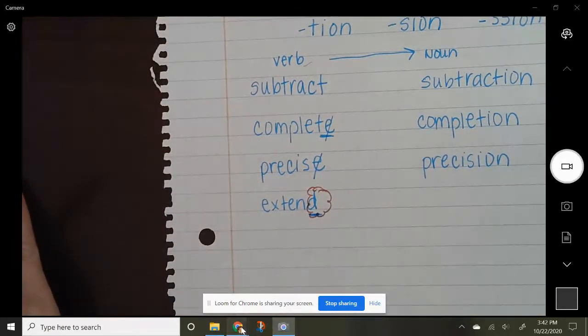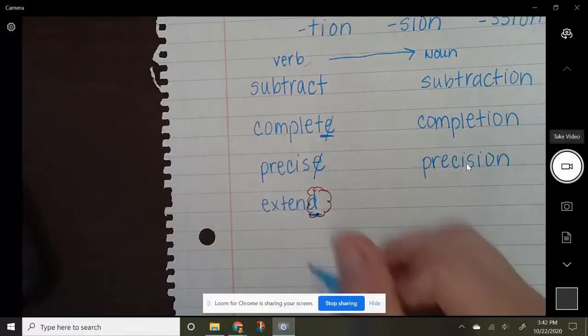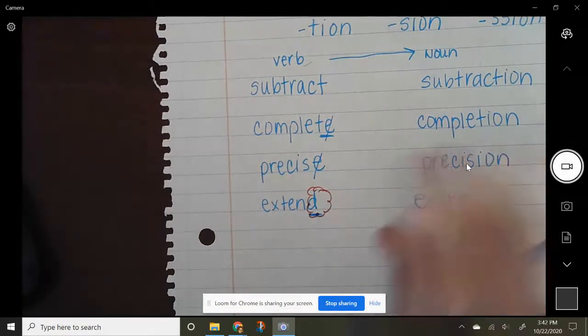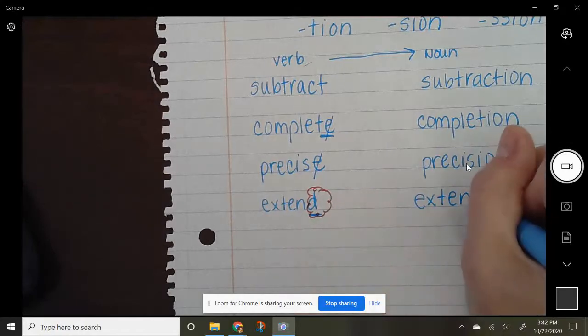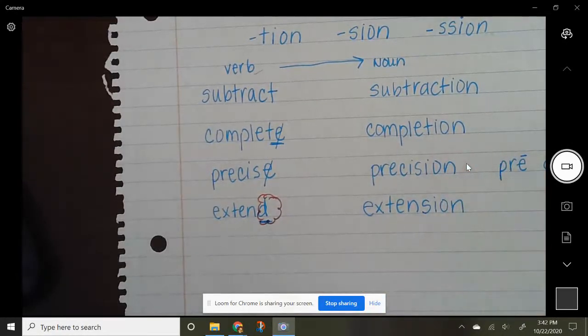Go back to your slide. If the base word ends in a D or a DE, change the D or DE to an S and add ion. All right, change the D to an S and add ion. So EXTEN, change the D to an S and add ION. Now my word is extension.